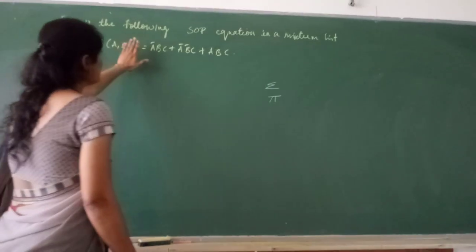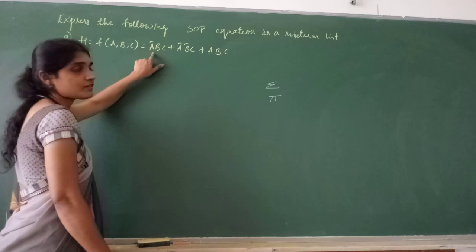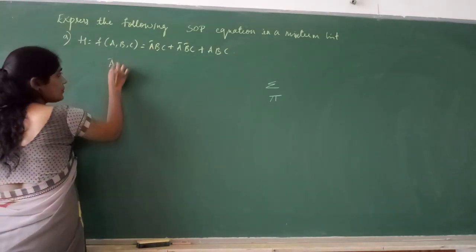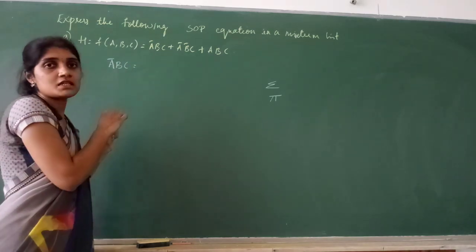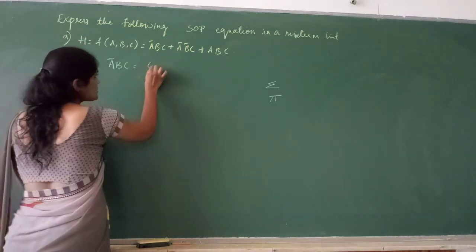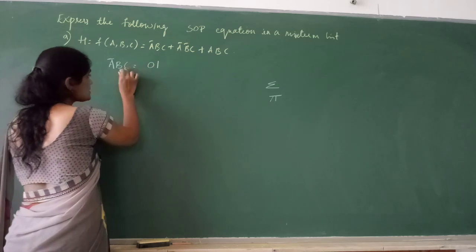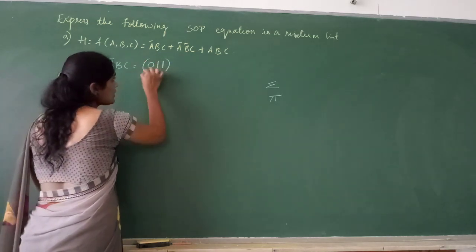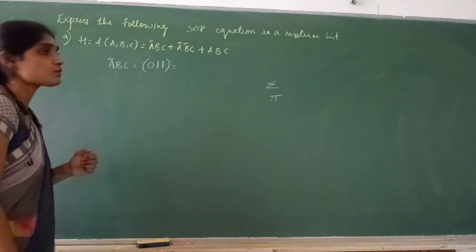So now, express the following SOP equation in a min term list. So what is given here? A bar B C. So A bar, when do we write A bar in a min term? When the variable is taking 0. So this corresponds to 0. Since we have only B, this corresponds to 1. Since we have only C, this corresponds to 1. So 0, 1, 1 is what? The decimal value of this, what? 0, 1, 1 is what?